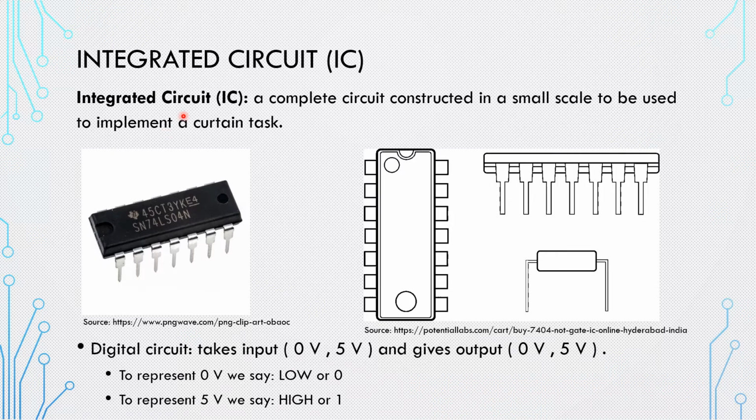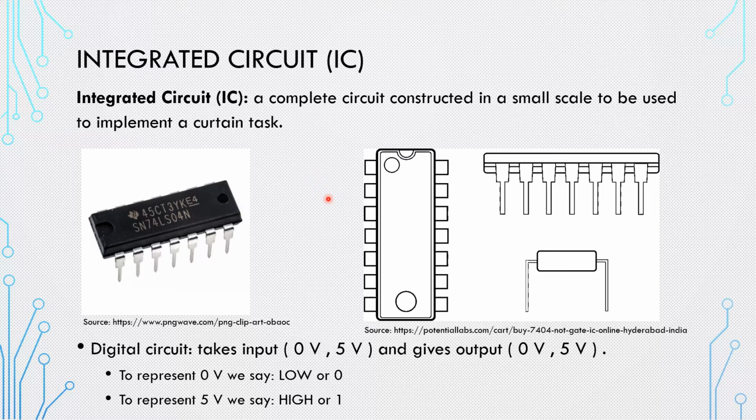So first of all, IC, or integrated circuit, means a complete circuit constructed on a small scale. Basically, it is a circuit that consists of electrical components like resistors and transistors. Most of the time they use transistors, sometimes diodes and other elements, to implement a certain task.